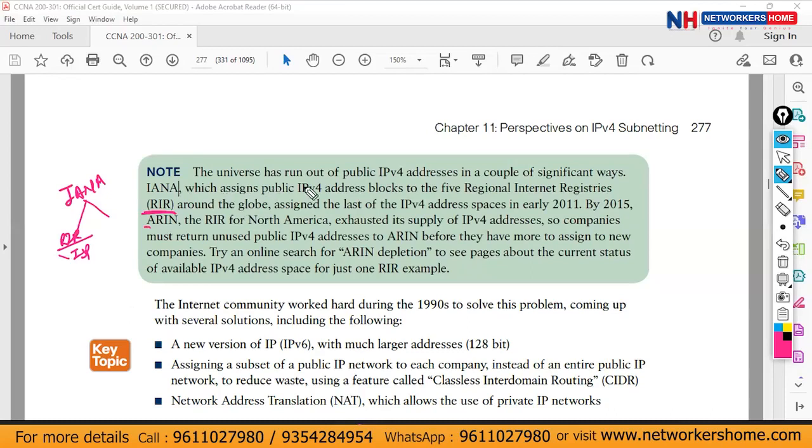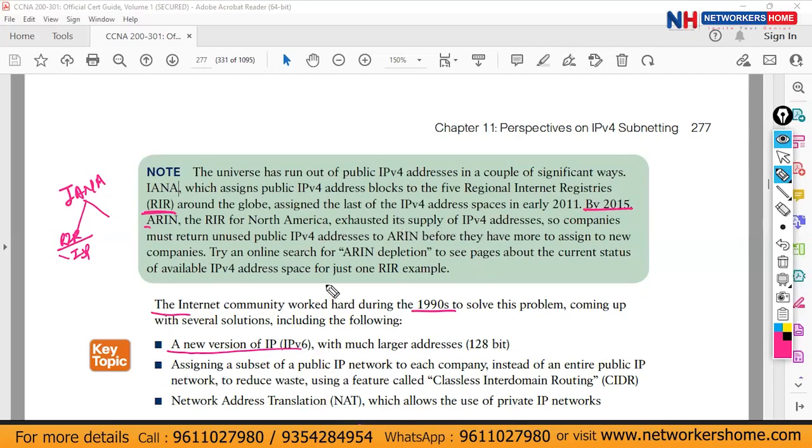So they have already exhausted the IP addresses. The internet community worked hard during the 1990s to solve this problem, coming up with several solutions. One of the solutions was a newer version of IP, and that was IPv6. So if you see here, by 2015, ARIN, the regional internet authority of North America, exhausted its supply of IPv4 addresses.